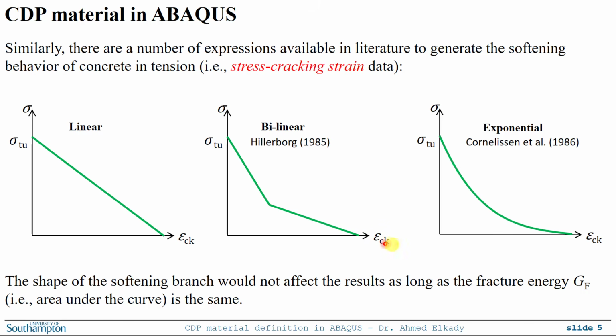So this is for the tensile softening branch. And epsilon cracking, by the way, when we are saying cracking here, refers to the plastic strain. So when we are talking about the tension side, we don't say inelastic or plastic strain, we typically say the cracking strain. In compression, we say inelastic strain or plastic strain. So this is just a matter of terminology to be aware of.